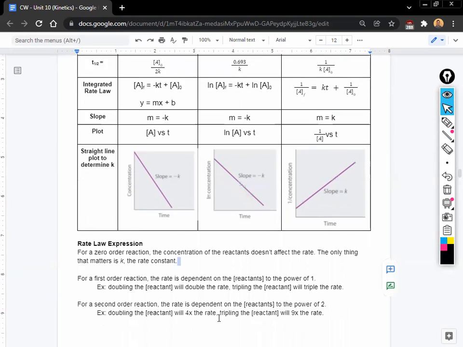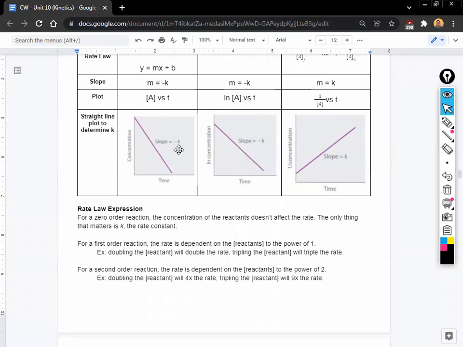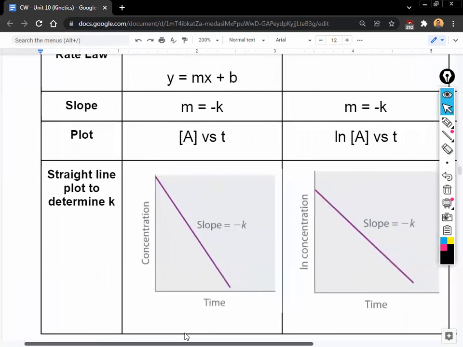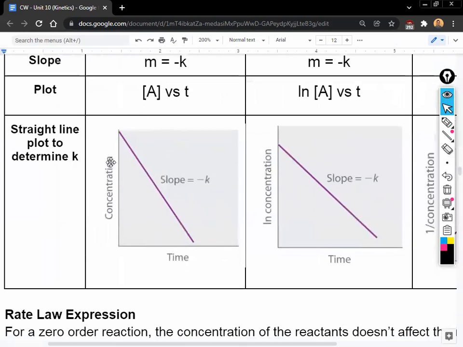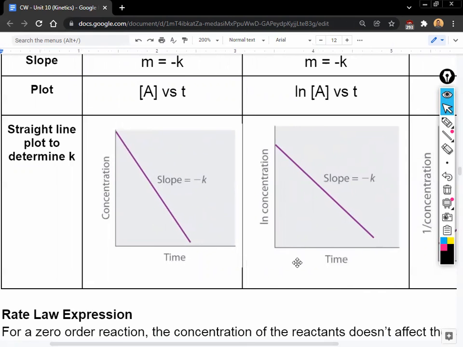Which is a good segue into what I want to talk about next, the straight line plot to determine k. We can use a graph representing how the concentration changes over time in order to find k. The k is just a slope. Now I'm going to zoom in a little bit, because each one of the reaction orders has a different way of plotting it. For a zero order reaction, the y-axis is the concentration, and the x-axis is the time. So how the concentration goes over time. That slope is going to be negative k. That's how you would determine k. But if you take a look at the first order reaction, what's on the y-axis?